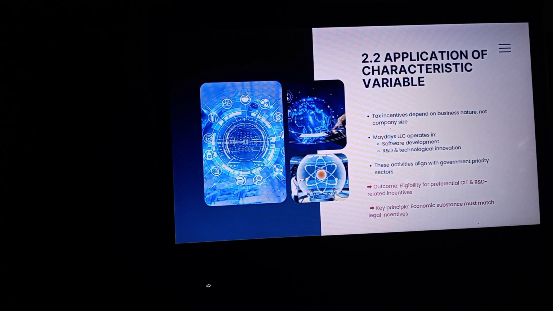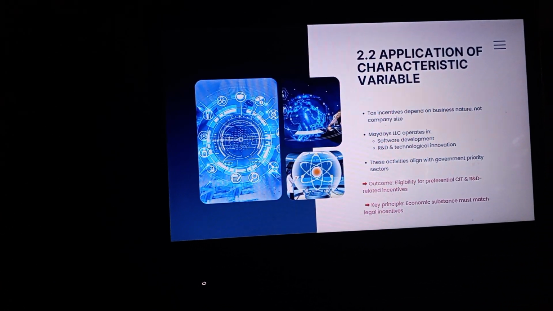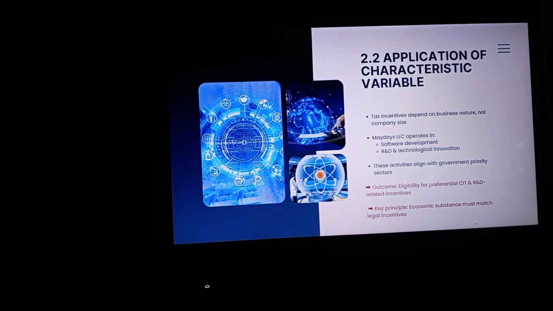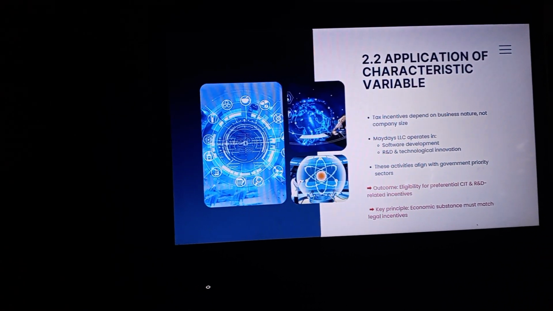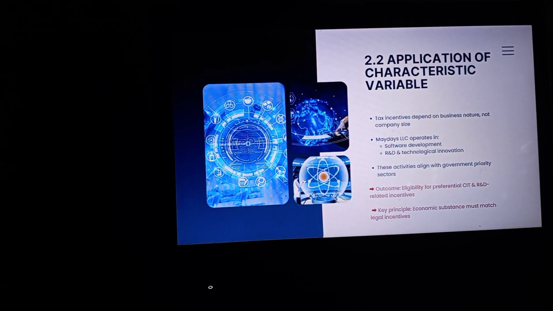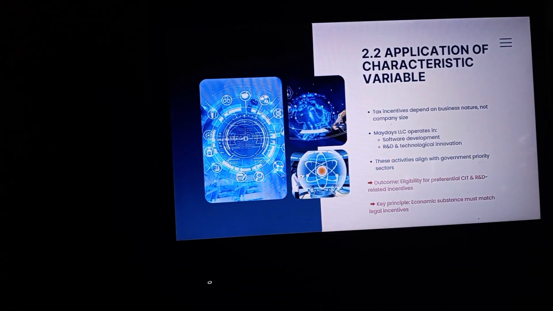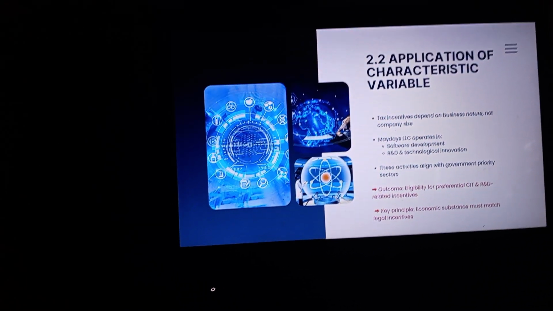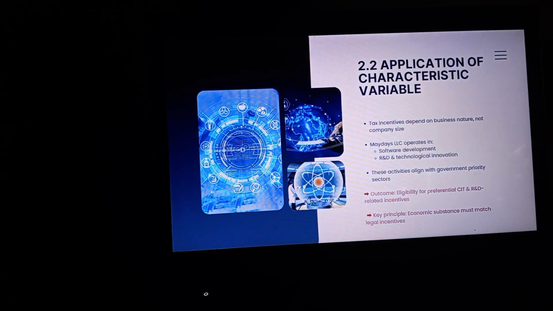About the application of the industry variable: tax incentives depend on the nature of the activity and the company size. Mayday LLC operates in software development and R&D in technological innovation. Thirdly, the activity is aligned with a government priority sector.